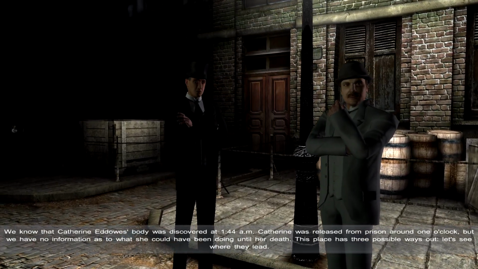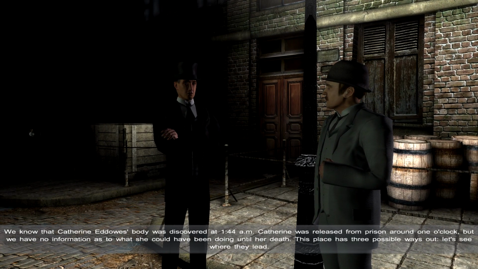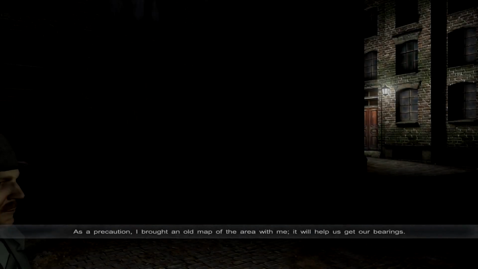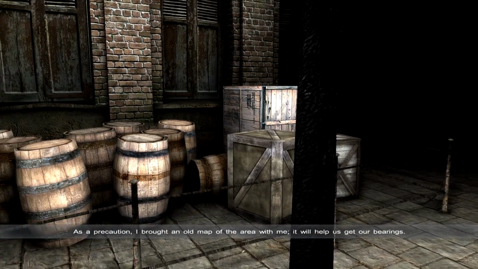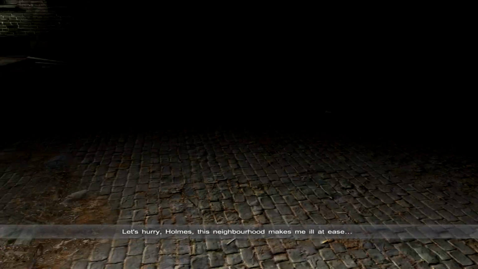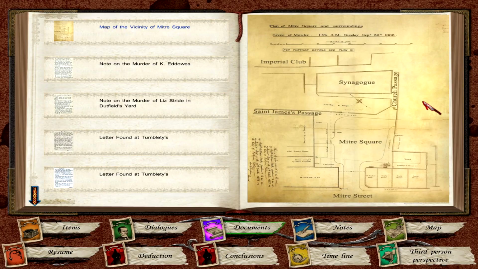doing until her death. This place has 3 possible ways out. Let's see where they lead. As a precaution, I brought an old map of the area with me. It will help us get our bearings. Let's hurry, Holmes. This neighborhood makes me ill at ease. So she was released from prison, and then 40 minutes later she was murdered.